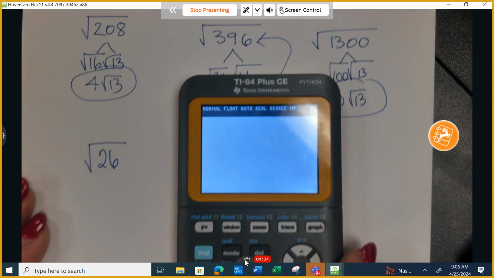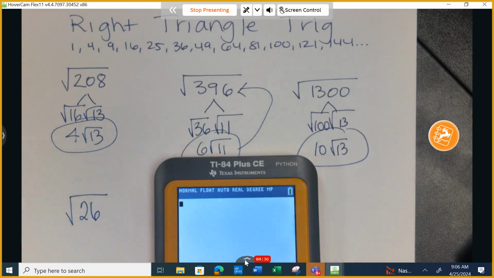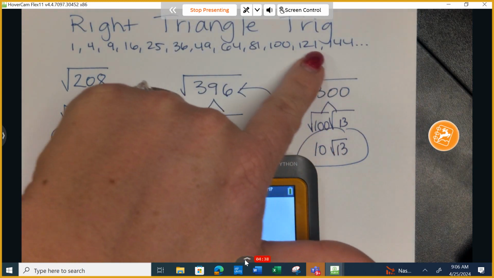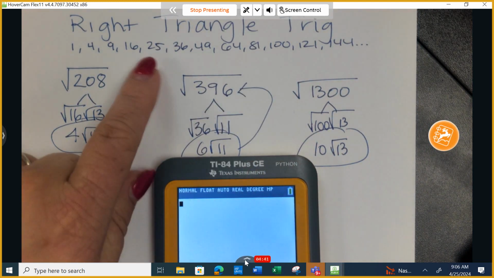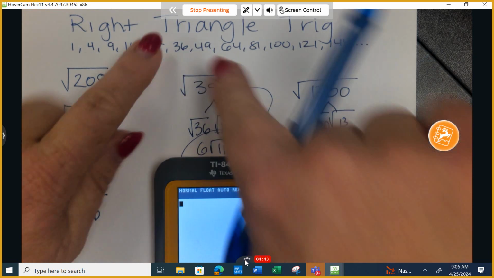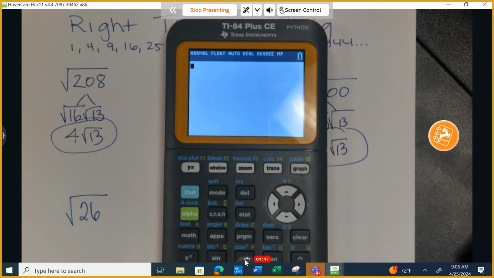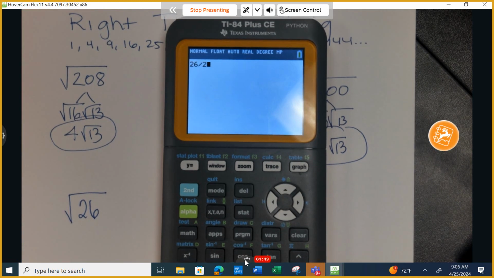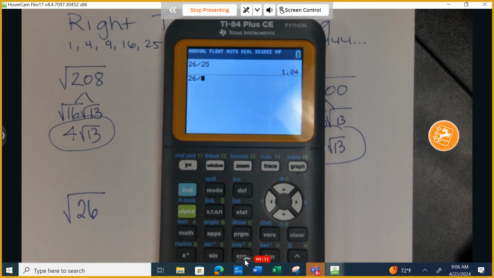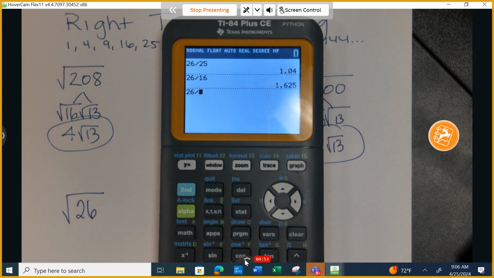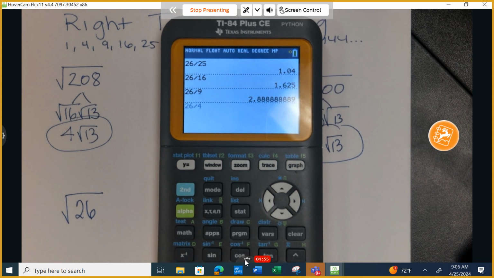So one part of confusion is some students may start by taking 26 and dividing it by really large numbers here. 26 is between 25 and 36. I don't need to try any of these numbers. So I'm going to put my calculator in front of that. 26 divided by 25, not a whole number. Divided by 16, not a whole number. Divided by 9, and divided by 4.